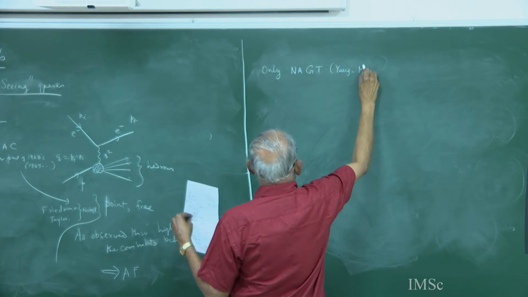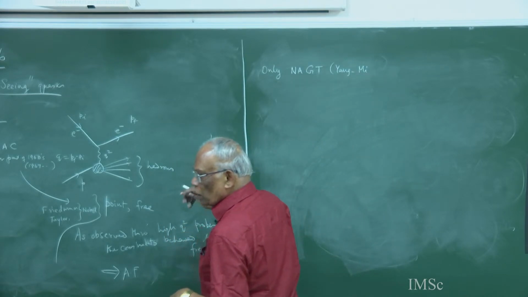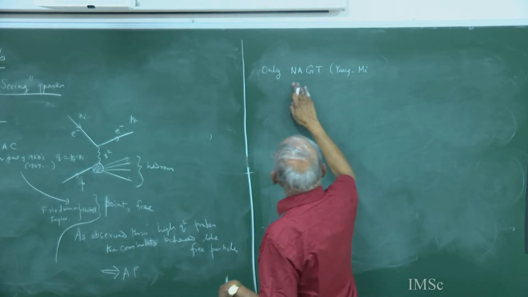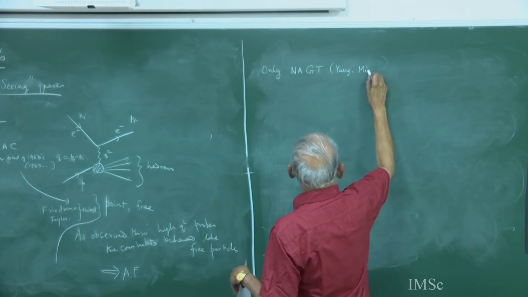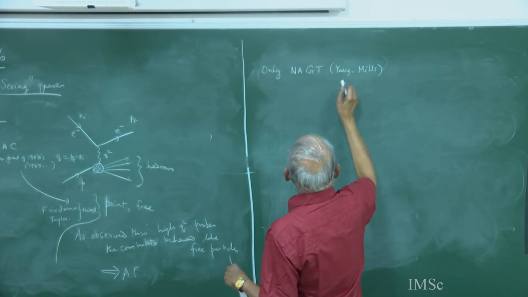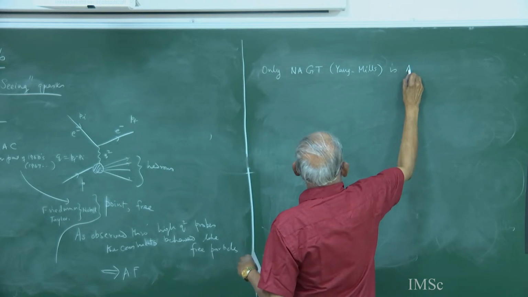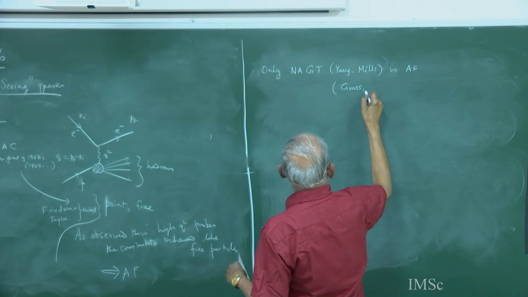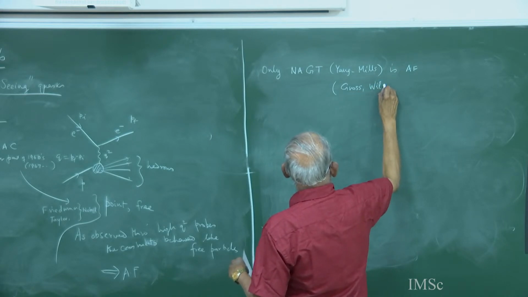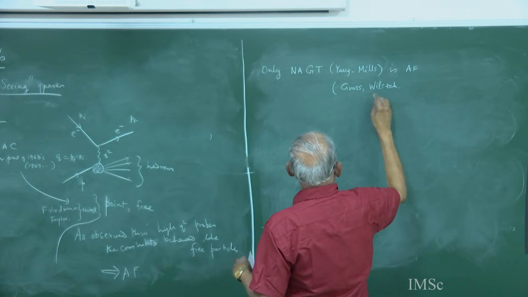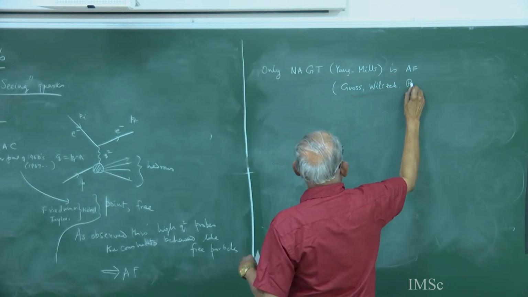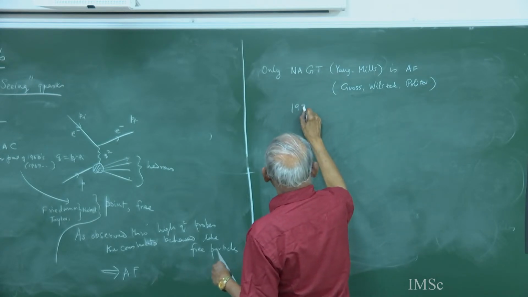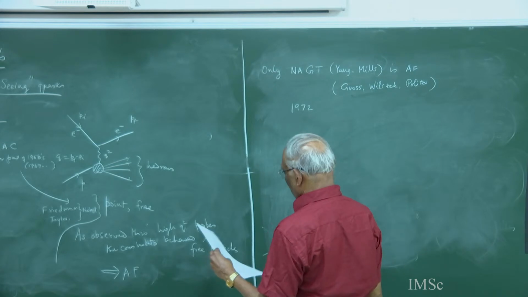Non-abelian gauge theories, if you listened to my first lecture, I had an elementary discussion of non-abelian gauge theory. We will take up that later. Only non-abelian gauge theory is asymptotically free. This discovery was made by David Gross, Wilczek, and Politzer. Gross and Wilczek worked together, Politzer was independent. That was around 1972, and they got the Nobel Prize for this much later.